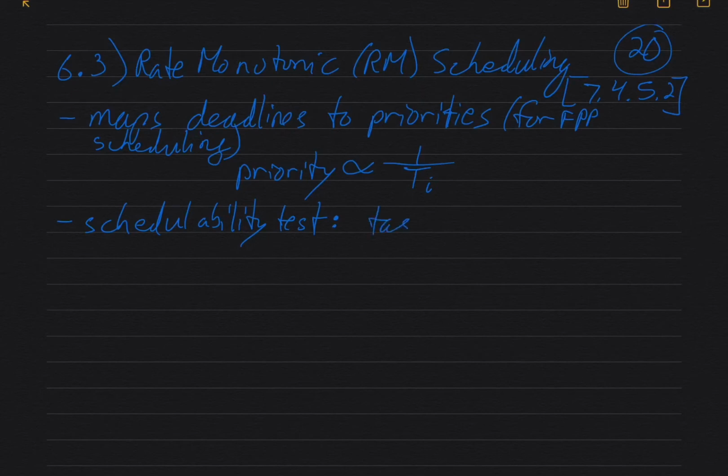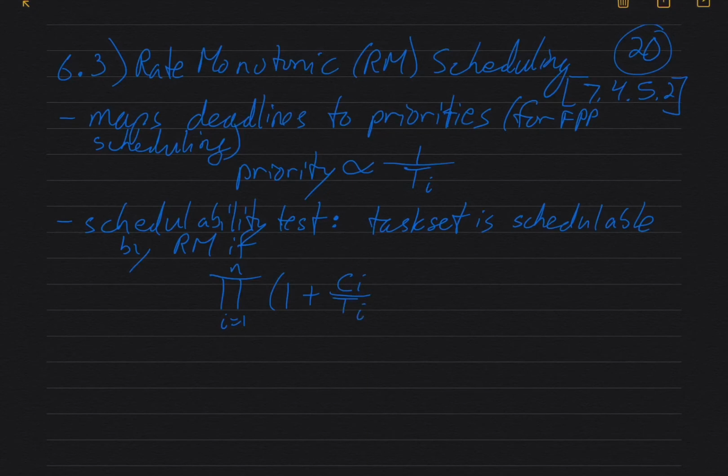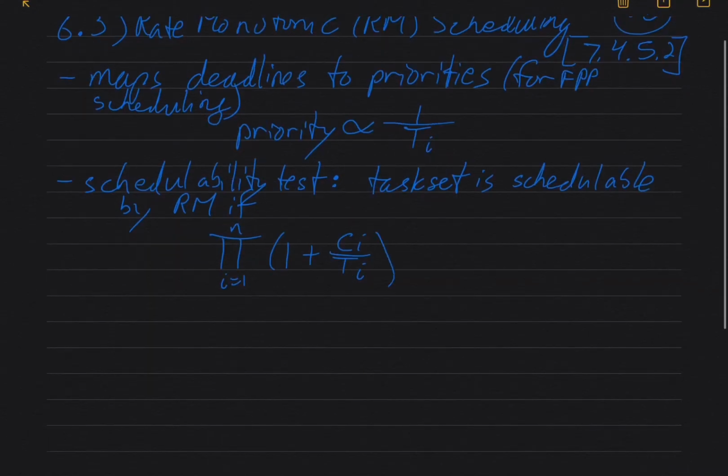So the given task set is schedulable. I think my spell checker usually doesn't like that word, but it's a real word, at least in the scheduling literature. It's schedulable by RM if the product for i equals 1 to n of all the tasks of 1 plus the task processor utilization, so Ci over Ti, is less than or equal to 2.